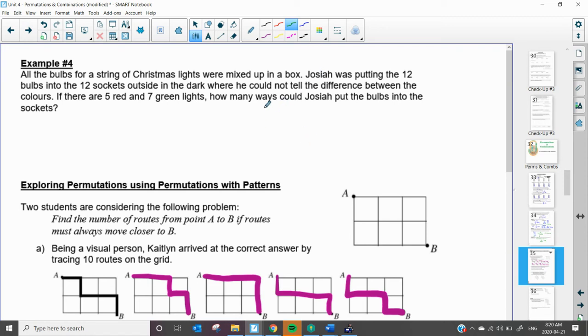Well, ultimately what we're doing is we're taking the 12 sockets, so 12 factorial, and dividing by our repeating colors. So 5 factorial, 7 factorial. And that will give us 792.